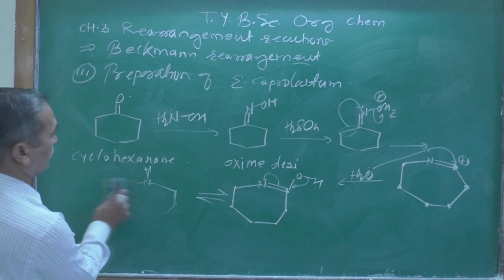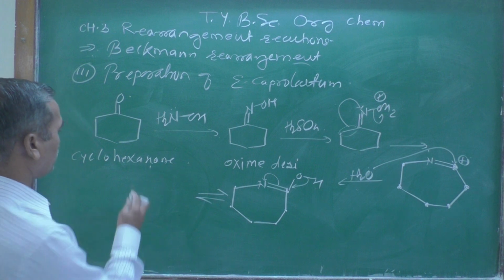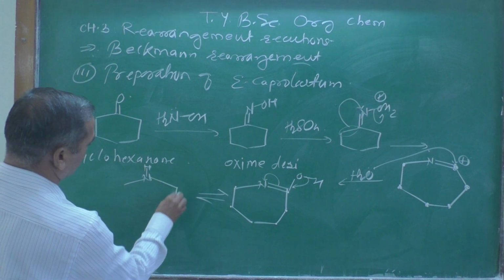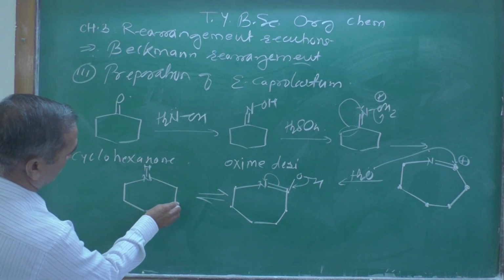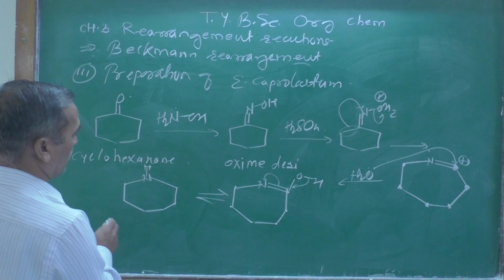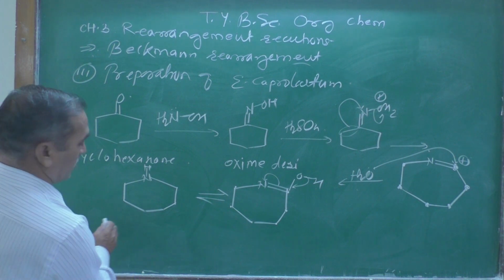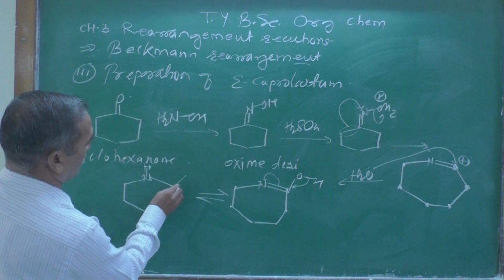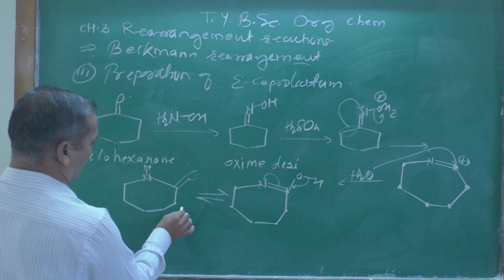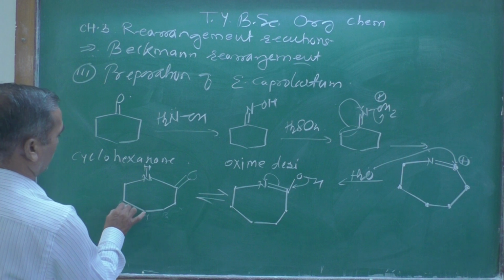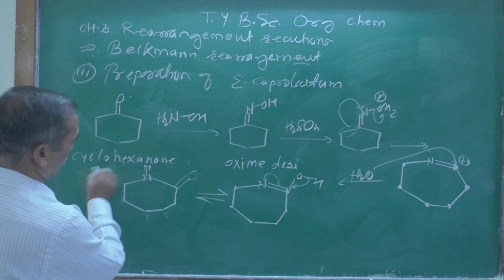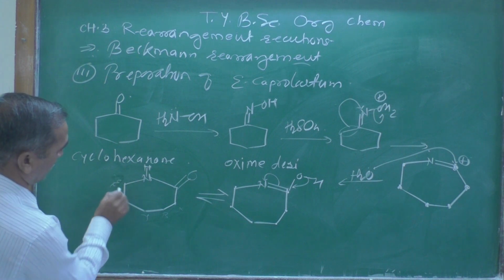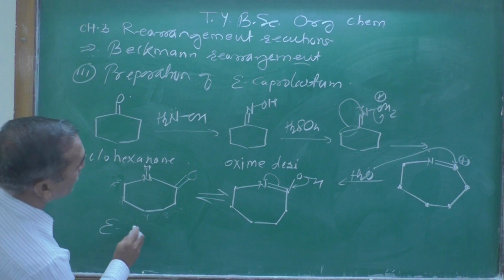Let me draw that ring properly. NH, and then this is the compound which we got, and this is nothing but what we call epsilon caprolactam. So here double bond O, and alpha, beta, gamma, delta and epsilon we can call. So likewise this is epsilon caprolactam, you can write epsilon caprolactam.